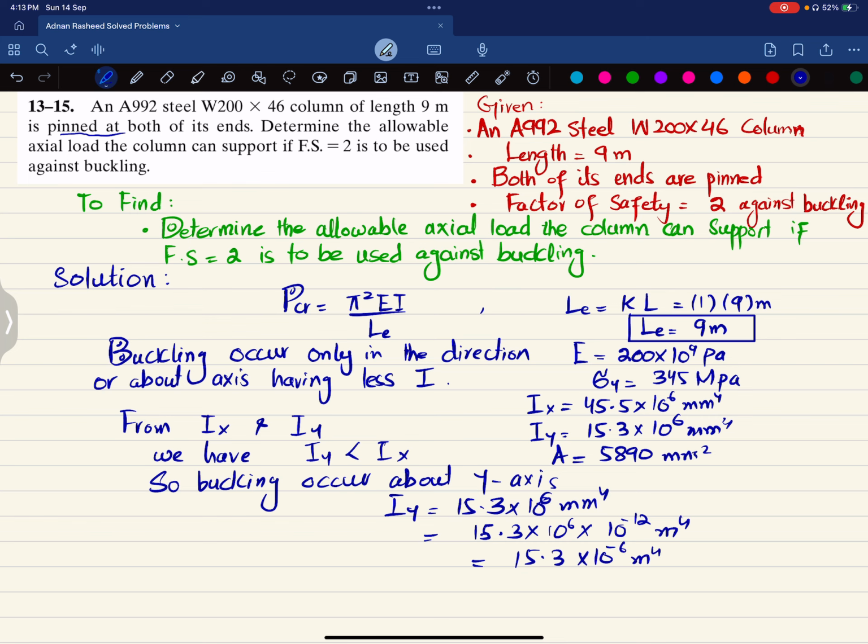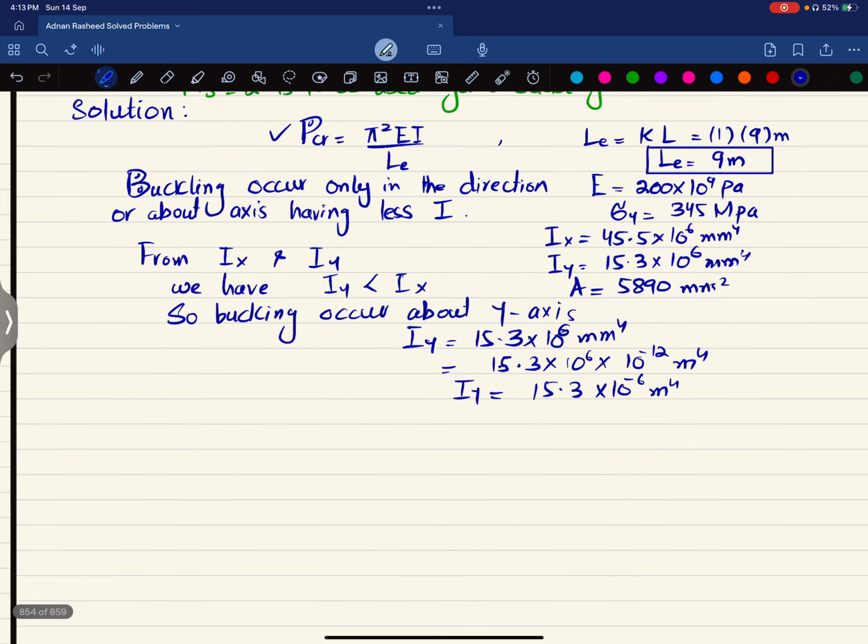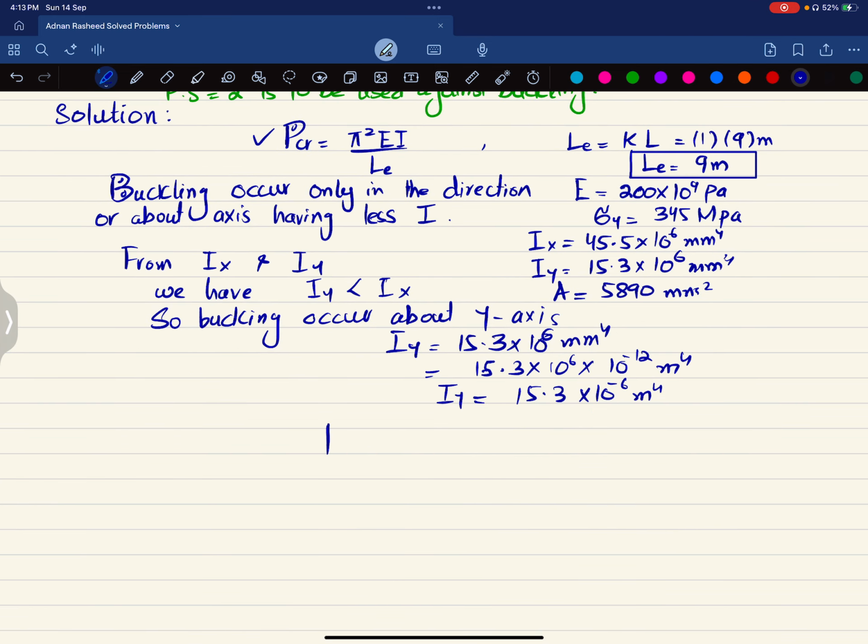Now you have the value of Iy as well. So just plug it in this formula. I will write it over here. P critical is equal to pi square E, E is 200 into 10 raised to the power 9 Pascal, and I is Iy, which is 15.3 into 10 raised to the power minus 6, divided by LE. LE is 9, so 9 square.